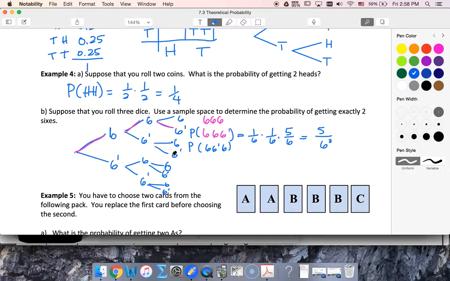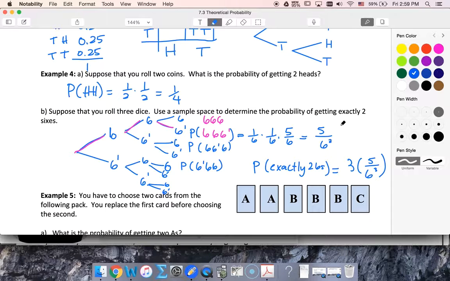I can't follow this track because I would have only 1 6. Following this way, I can only take this track to give me not 6, 6, 6. So I have 3 different ways that I could end up with getting exactly 2 6s. So in the end, the probability of exactly 2 6s is going to be 3 times 5 out of 6 cubed.